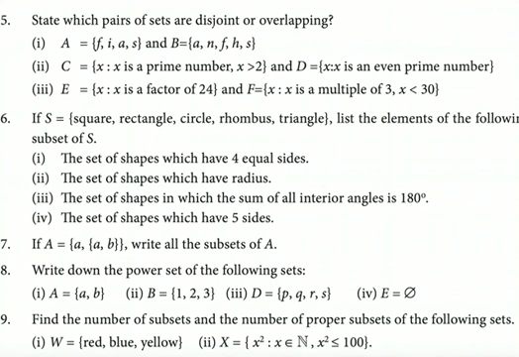S is square, rectangle, circle, rhombus, triangle. List the elements of the following subsets of S. The set of shapes which have four equal sides: rhombus, square, right? Second one, the set of shapes which have a radius: circle.